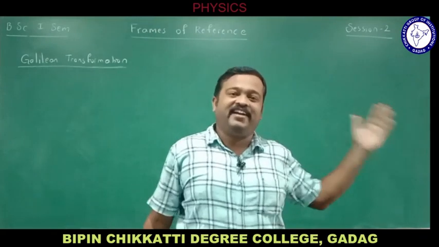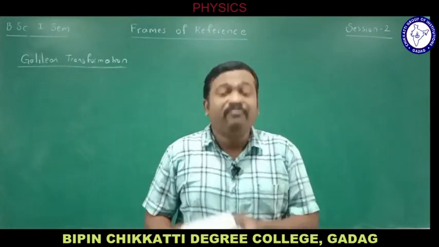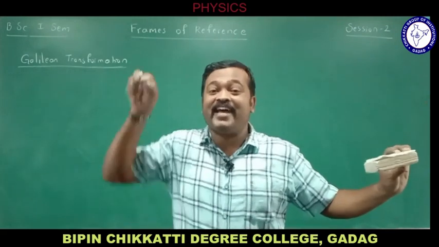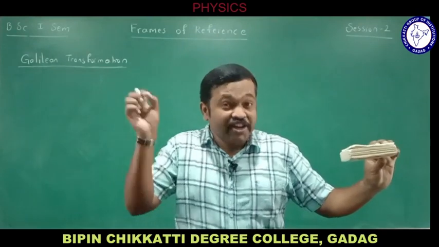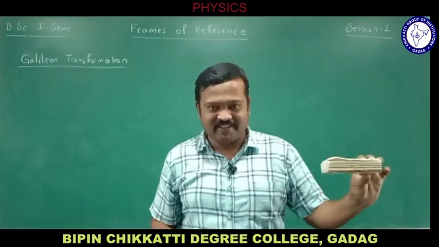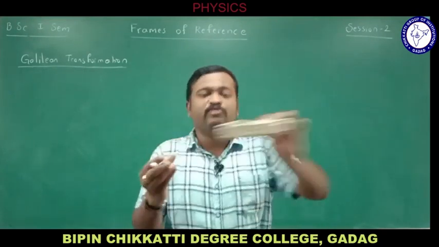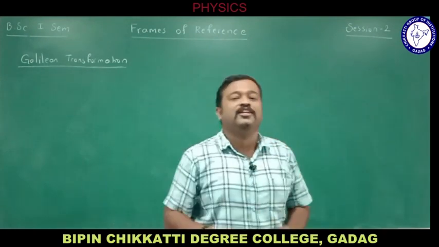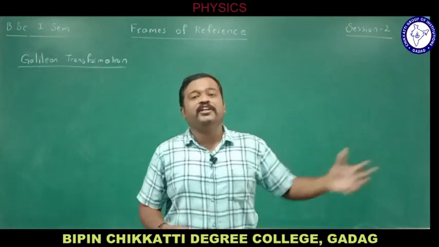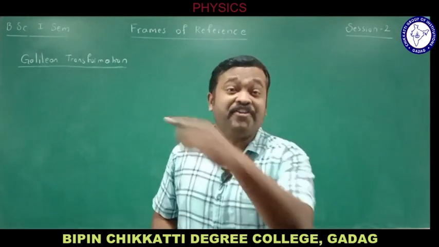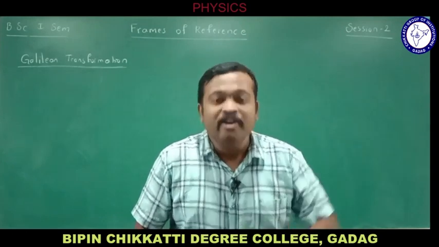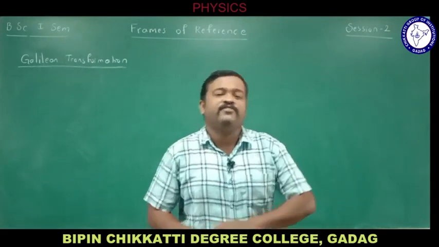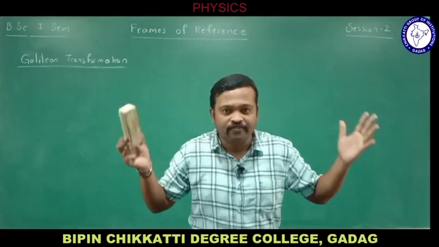One is inertial and another one is non-inertial. A frame of reference which is at rest or moving with uniform speed is called an inertial frame of reference, right? A frame which is moving with variable speed, which has acceleration, is called a non-inertial frame of reference. A non-inertial frame of reference is also called an accelerated frame of reference, where fictitious forces arise, but in inertial frame of reference there are no fictitious forces, right?